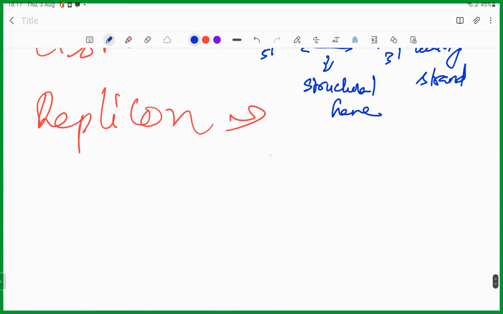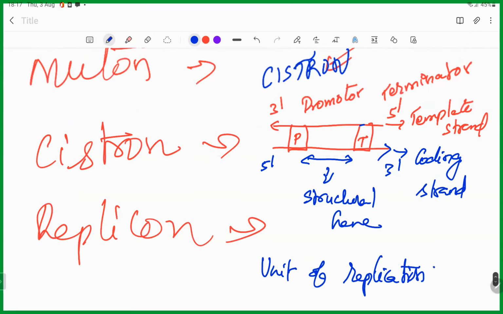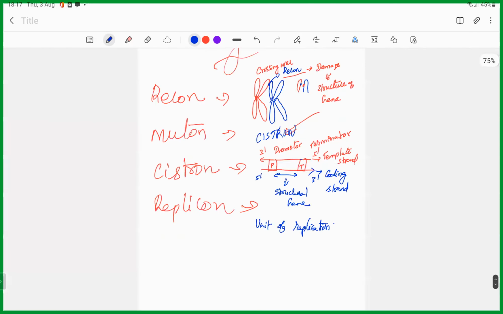Replicon is the unit of replication. Okay, you can study these well in your higher education. Can you understand? So, different regions of a gene, that's what is here. Molecular structure of a gene. A gene consists of different regions.